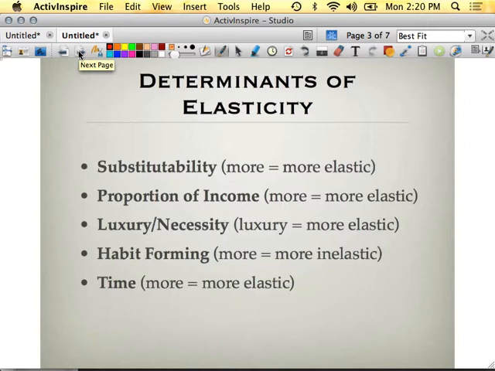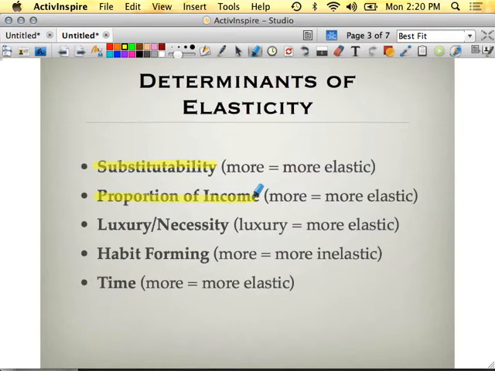So what are the determinants of elasticity? We'll go through those quickly. The more substitutes something has, the more elastic it will be. Meaning if you raise the price of pop in order to sell a bunch, you think you could make a bunch more money because it's amazing pop, chances are people would buy something else and there would be elastic demand.